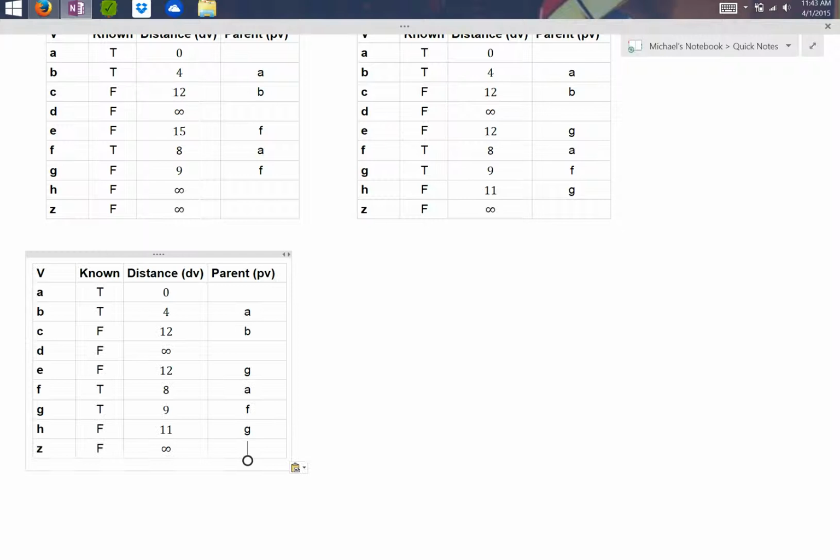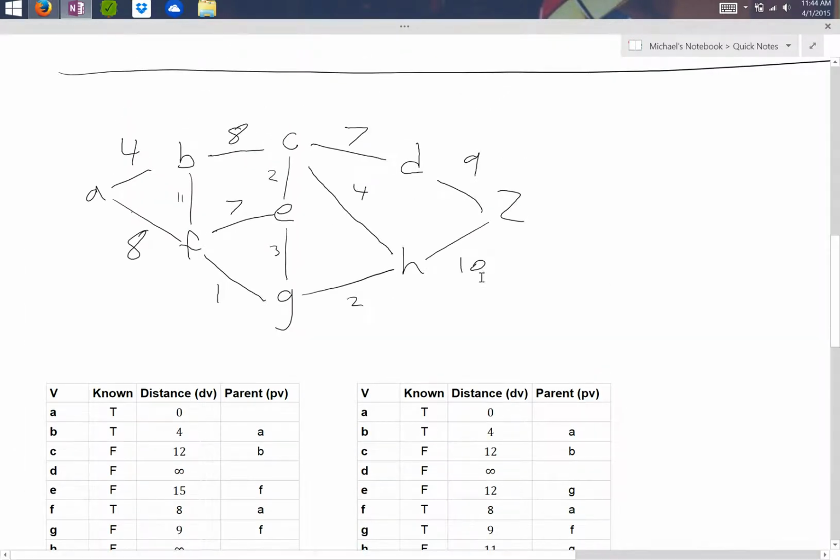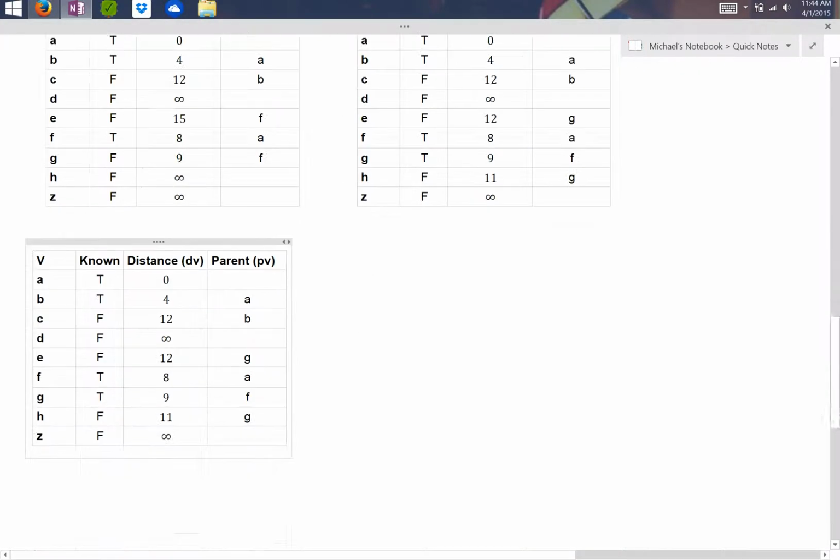Let's bring the table down here. We look for the lowest in the distance column. We say, okay, the lowest that's false looks like 11. Yep. Okay, so 11 from H. So we go up to H and we look at it and we say 11, we can get to C and we can get to Z. We already know we've hit G. So we look at C and Z. It turns out both C and Z are false, so we can look at either one of them.